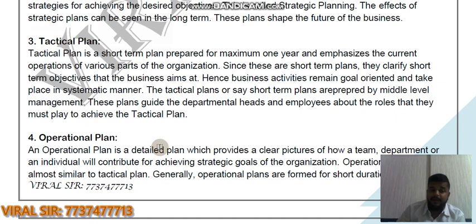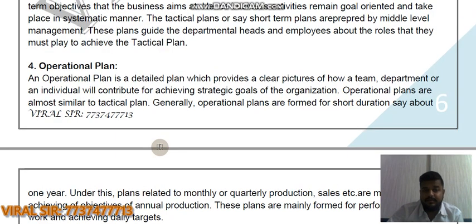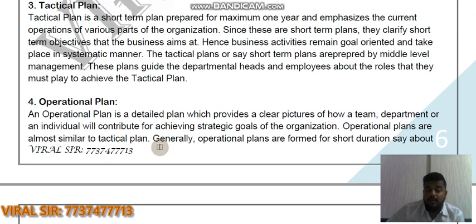Now what is tactical plan? Tactical plan is a short term plan prepared for a maximum of 1 year, and it emphasizes the current operations of various parts of the organization. So the plan which is prepared for a maximum of 1 year, is short term, and puts emphasis on current year objectives, we can say current year operations.